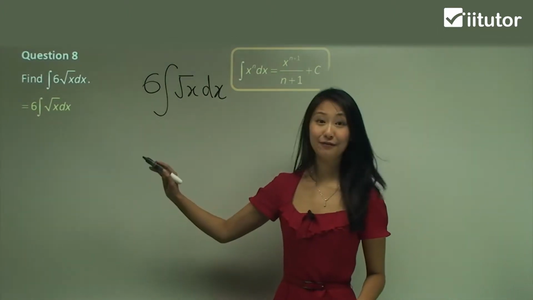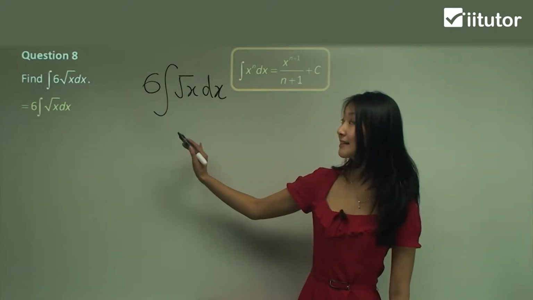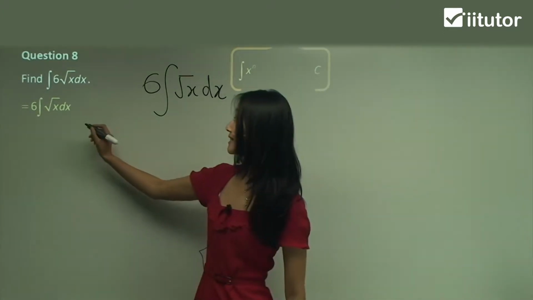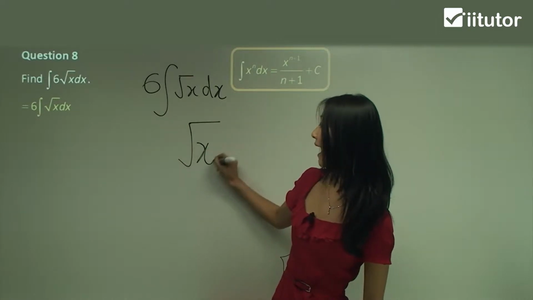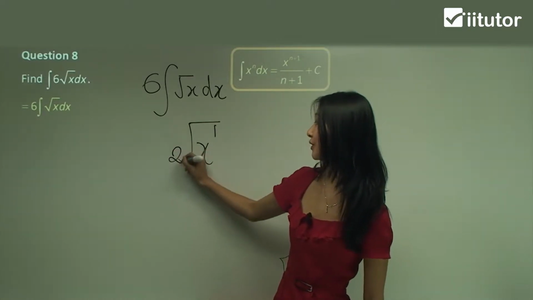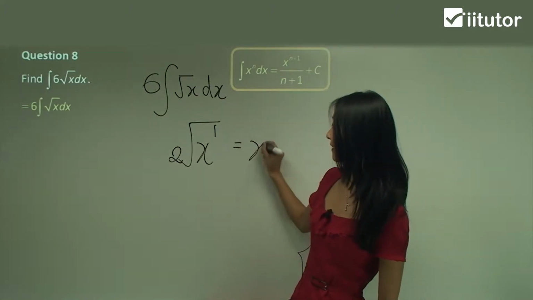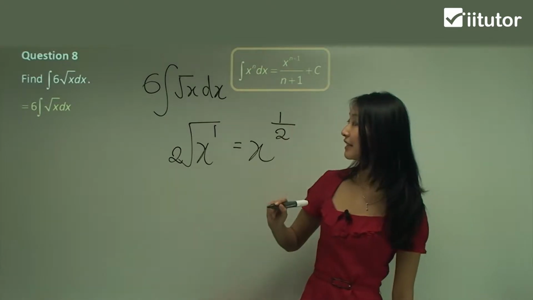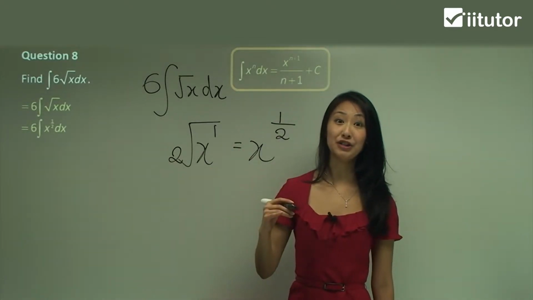So this is in surd form and we have to change it into the index form. Now, we know that the square root becomes 1 on 2, and why that is is because this is x to the power of 1, and to the root of 2. And remember how I said the numerator, what goes on top, is always the index, and what goes on the bottom is the root. So we have 6 integration of x to the power of 1 on 2 dx.